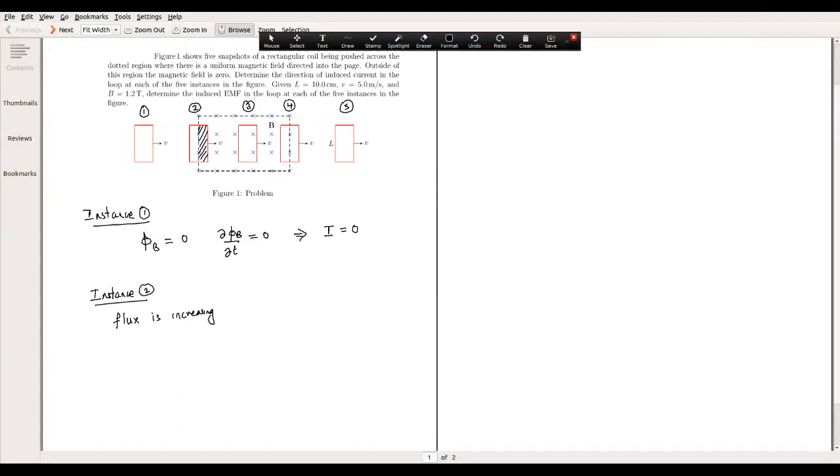If flux is increasing, there will be an induced magnetic field inside the loop which will be in the opposite direction to the existing B, the original magnetic field. If that is the case, that means B induced is coming out of the whiteboard. If B has to be coming out, then the current in the loop has to be clockwise, sorry, counterclockwise, right? I is counterclockwise in the loop.